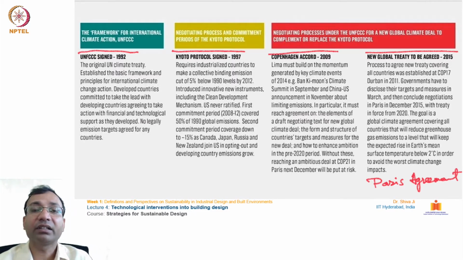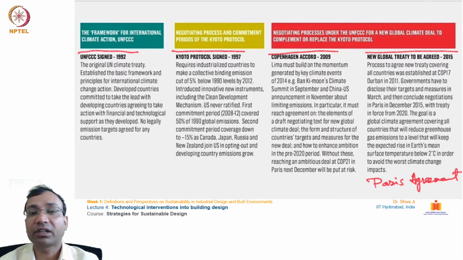That is why this treaty is considered one of the important ones, because the developed countries accepted their role, accepted the impact they are causing to the overall globe, and agreed to reduce it.